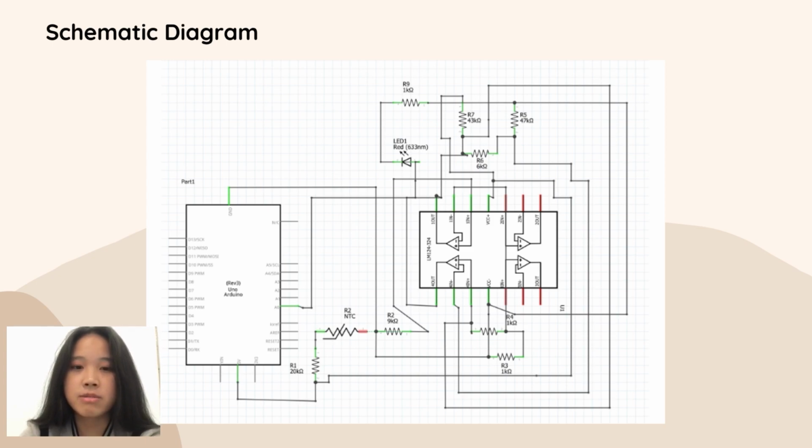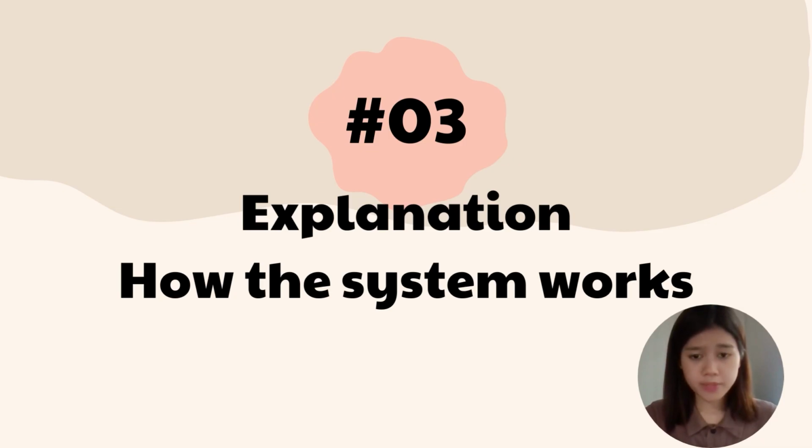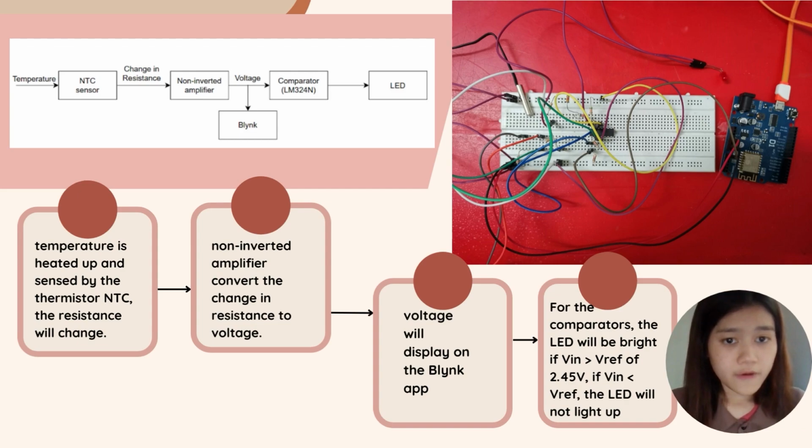Thank you very much. Now I'm going to explain how our instrumentation system works. From the block diagram shown above, the temperature is heated up and sensed by the NTC thermistor. The resistance will change, which from the theory, the higher the temperature, the lower the resistance. Thus, the non-inverting amplifier will convert the change in resistance to voltage. Then the voltage will be displayed on the Blynk app.